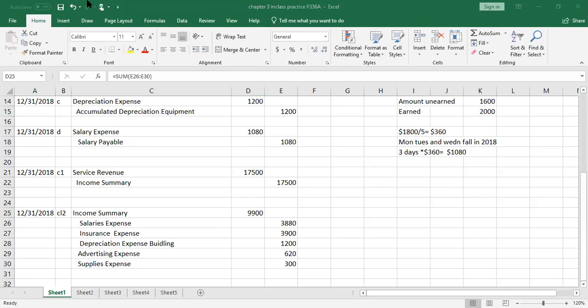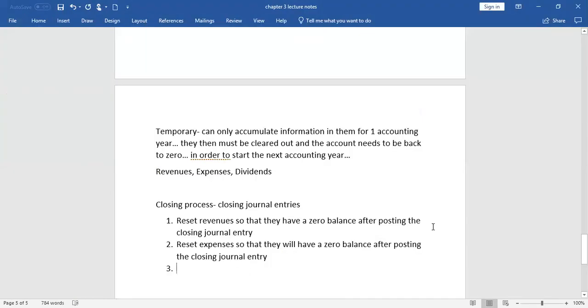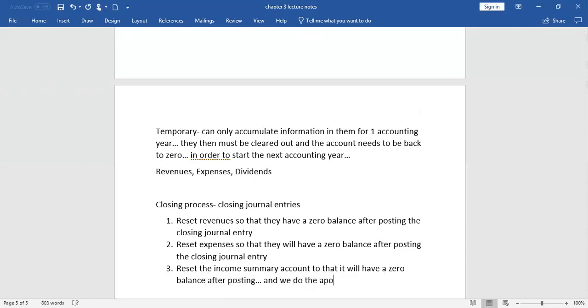Okay, then I'm going to go ahead back over and share my notes. And let's see what the third journal entry is. The next journal entry is we reset the income summary account so that it will have a 0 balance after posting. And we do the opposite to the retained earnings account.